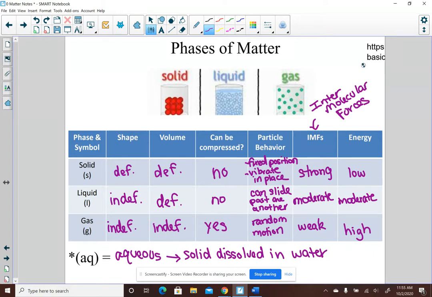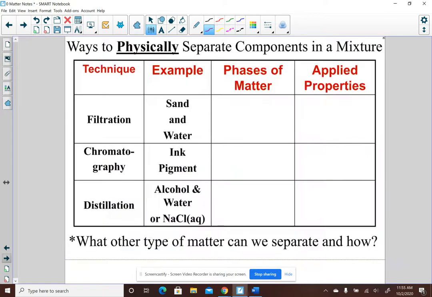Okay. Now that we talked about phases, we want to talk about mixtures and how we can separate them. In a lot of cases, the phase matters. Because mixtures are different things just physically combined, they can be physically separated. For example, if I have oil and water, because they're already in two separate layers, I can just pour the oil out. It's not as complicated as doing a chemical reaction. So the three techniques for separation of a mixture are listed here.